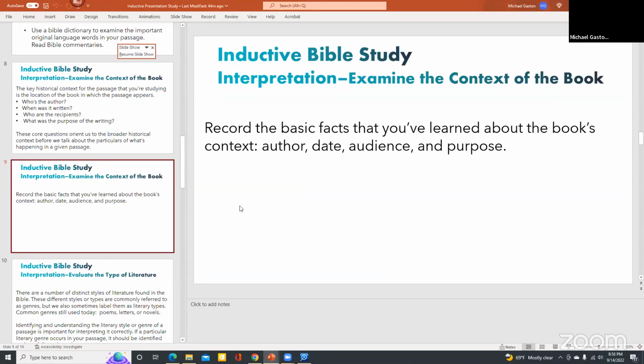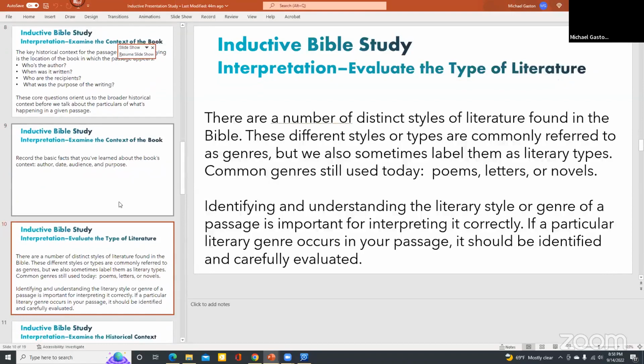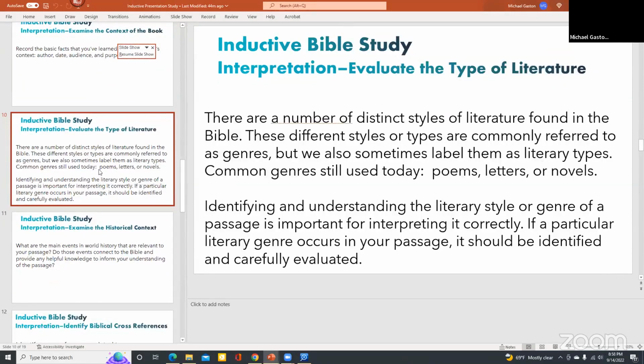You want to take notes, record the basic facts, what you learned about the book, so you can understand the purpose of it. And then we also want to know the type of literature. The Bible has different forms. Everything is not straightforward like a letter. Some things could be poetic, like the Book of Psalms. It's a music book. A lot of it is poetic.